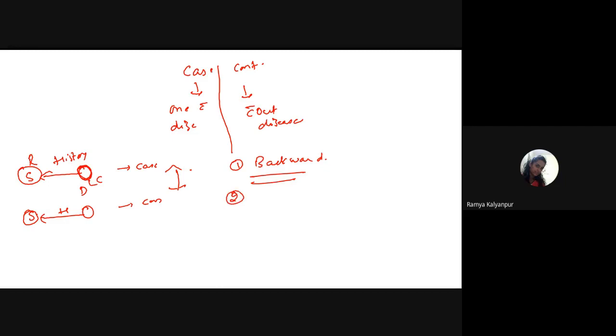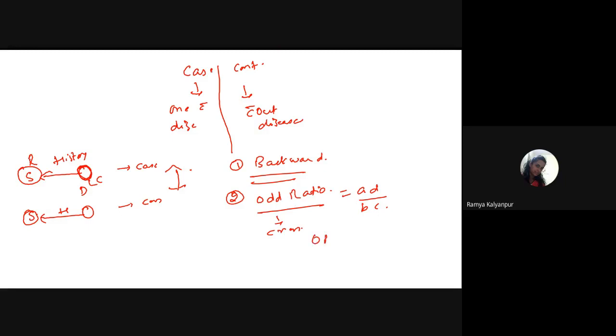So how do you do the calculation for this case control study? Here we do the calculation using the odds ratio. What is the formula for the odds ratio? AD by BC. The table and all we have to draw over here. So it is also called the cross product ratio.